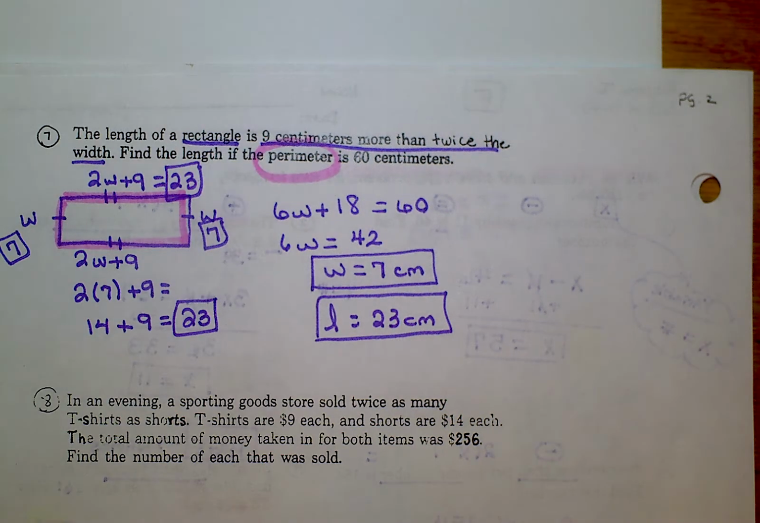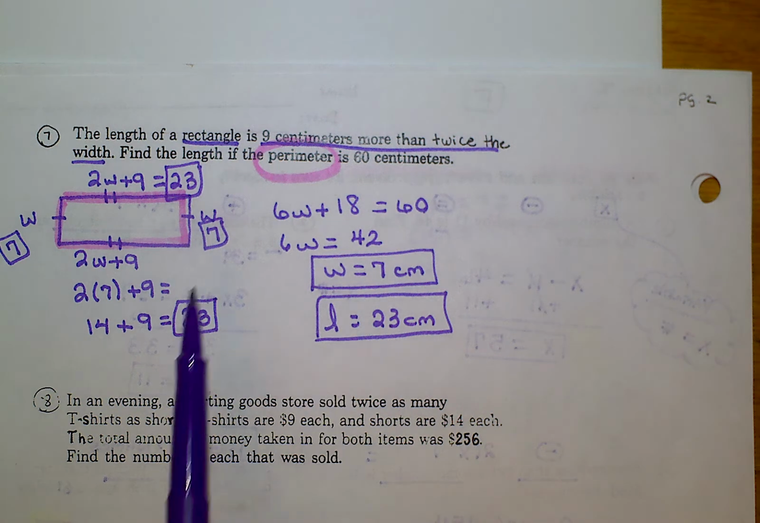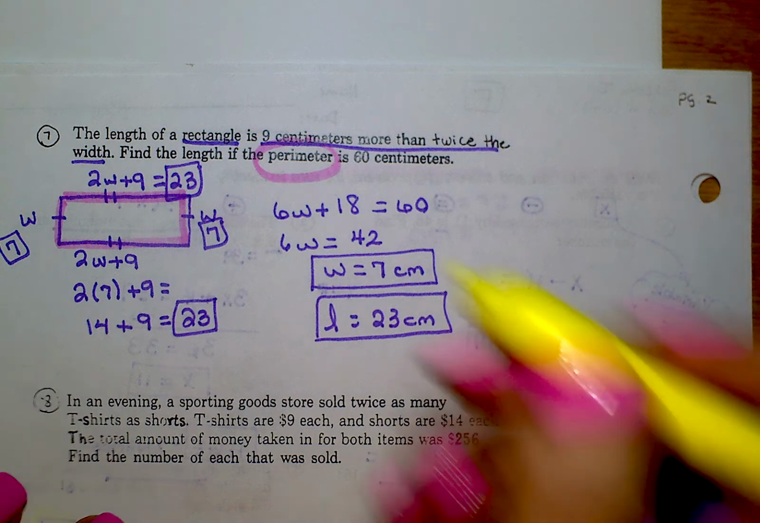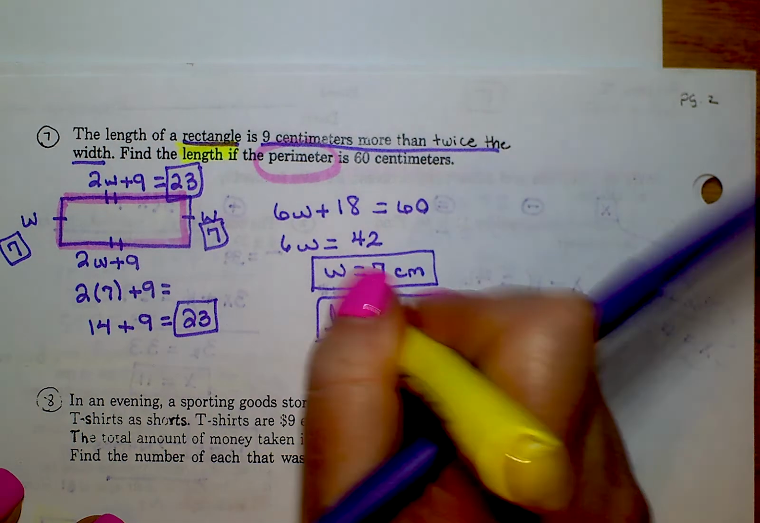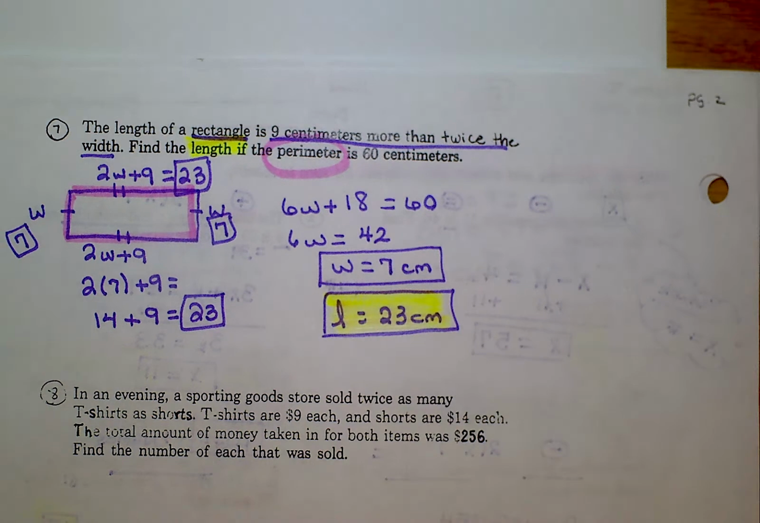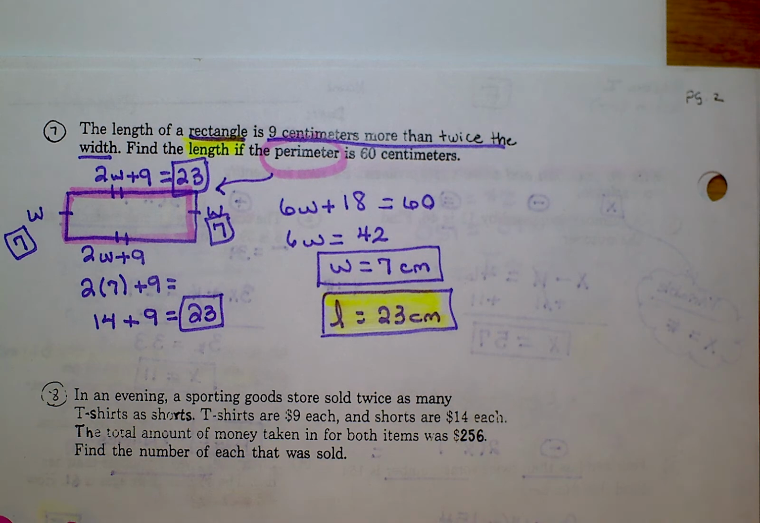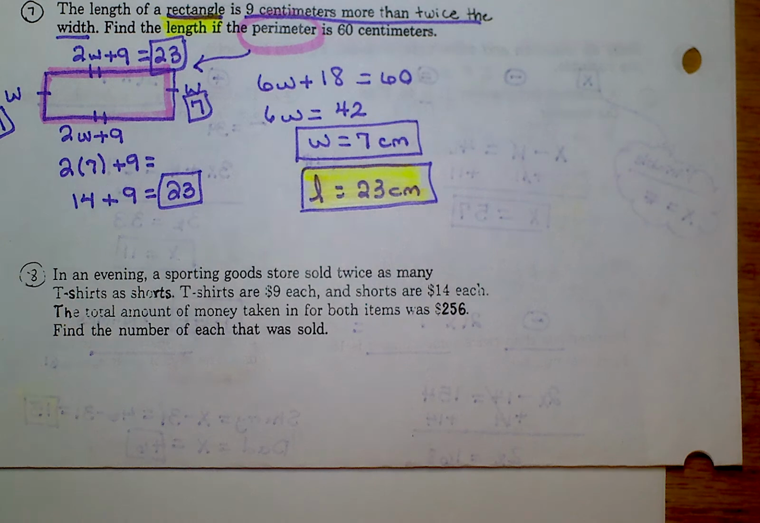So make sure your answers make sense, and your length should be twice as much as your width plus 9 more. Now, then look at what your question asks. Find the length. This would be your answer, 23 centimeters. And make sure you put your units with your answer. Okay, so when you deal with perimeter, put a note that you want to draw the rectangle. Because you'll have some similar questions probably on your test like these. So make sure you're understanding these types.